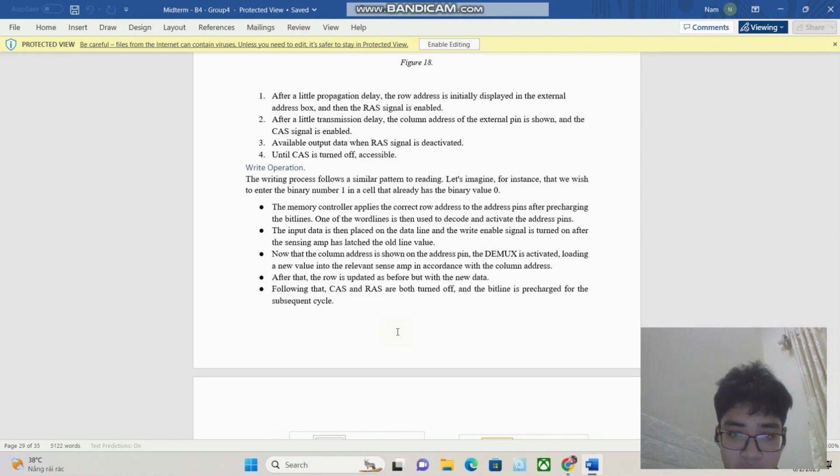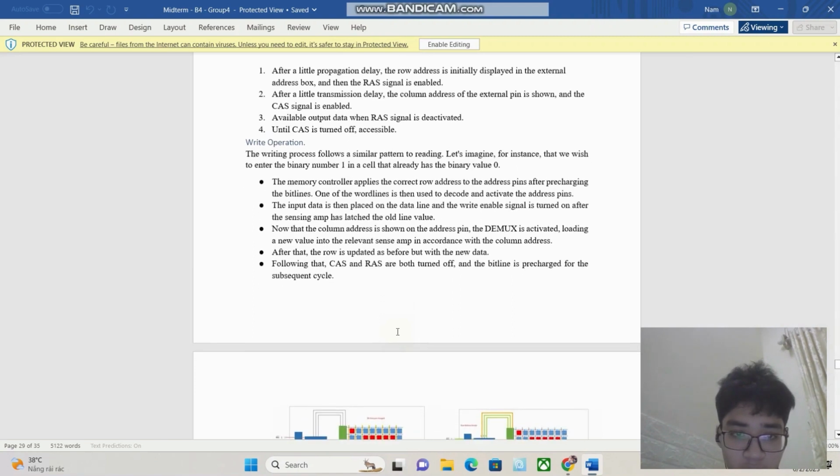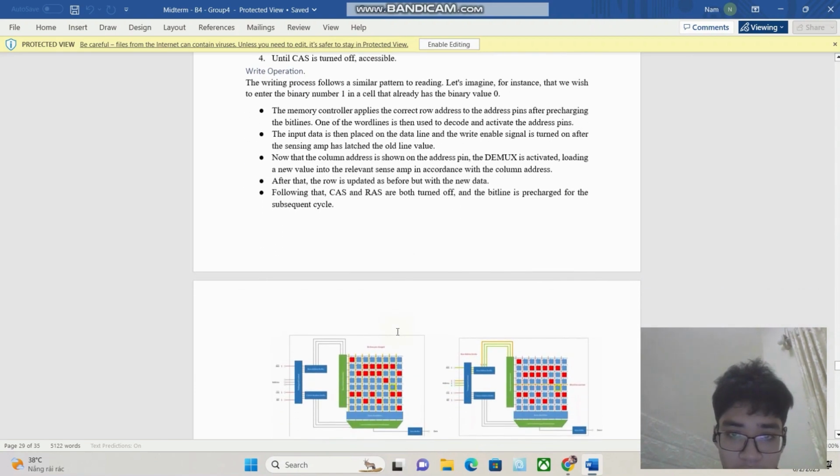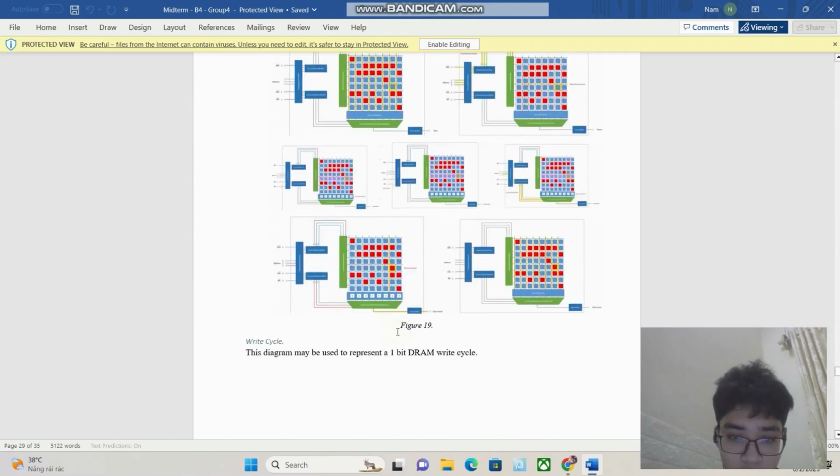One of the word lines is then decoded and activated by the address pin. The input data is then placed on the data line and the write enable signal is turned on after the sense amplifier latches the original value. Now that the column address is present on the address pin, the clock is activated, loading the new value into the relevant sense amplifier in accordance with the column address. After that, the row is updated as before but with the new data. Following that, CAS and RAS are both turned off and the bit line is pre-charged for the subsequent cycle.